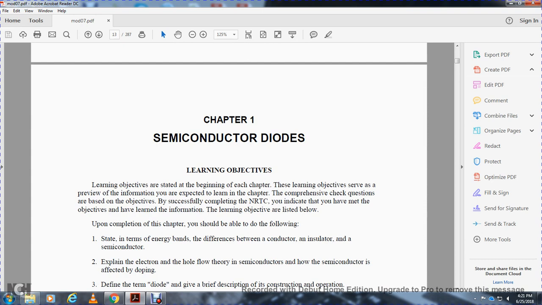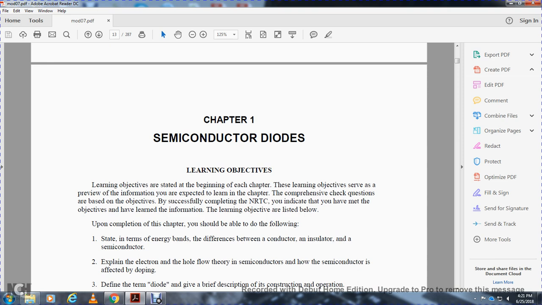Chapter 1, Semiconductor Diodes. Learning objectives. The learning objectives at the beginning of each chapter are a preview of the information you are expected to learn in the chapter. The comprehensive check questions are based on the objectives. After you successfully complete the NRTC, you will have met the learning objectives listed below.